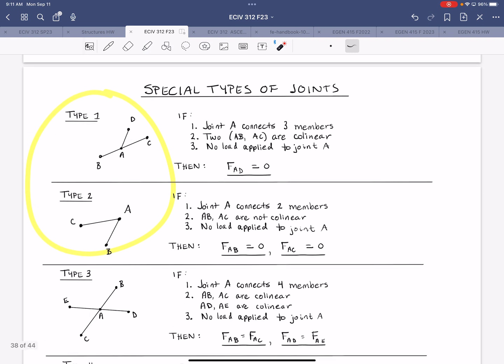Essentially, it's right what you see here, right? The 3-member rule is you have a joint, that's joint A. It connects 3 members. If 2 of those members are collinear, meaning they align on the same axis, and if there's no load applied at that joint, then the 3rd member is going to be zero force, right? The 2-member rule is if you have a joint that connects 2 members and there's no load at that joint, then both of those members have to be zero force, okay?